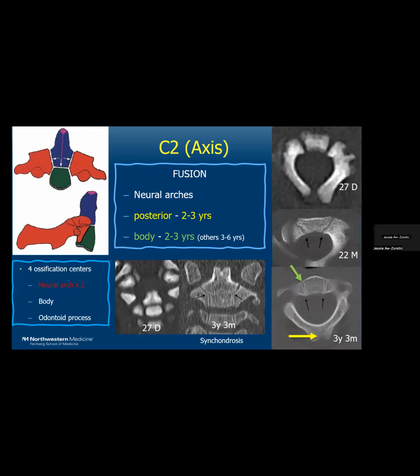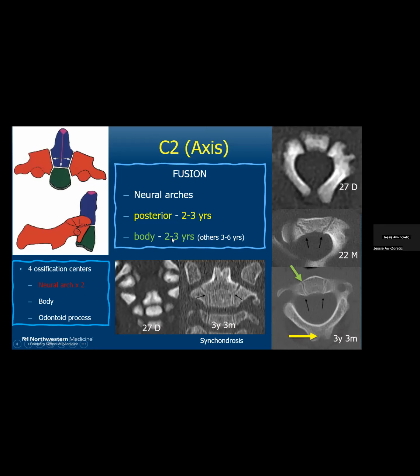So the C2, otherwise known as the axis, is very unique. It has a more complex development compared to all the other vertebral bodies. And I've basically tried to distill it down to some more simplified general rules as to the ossification times. So again, we have 4 ossification centers. We have the odontoid process, we have the body, and then we have the 2 neural arches, right? So here's a coronal view, schematic drawing, and here's a lateral view of that.